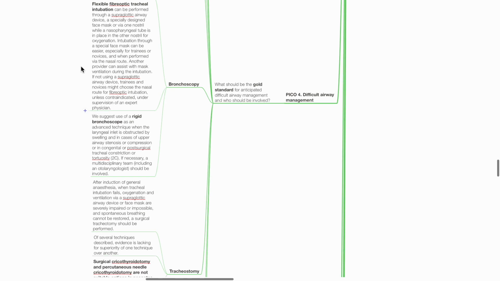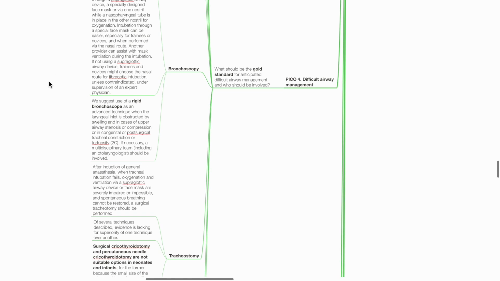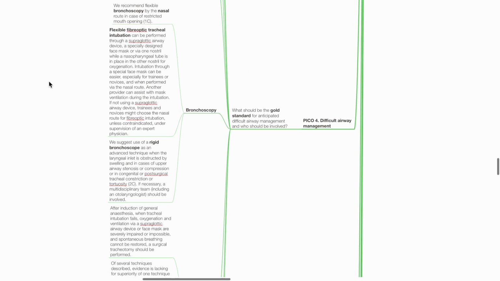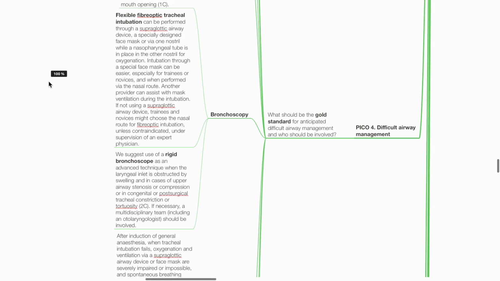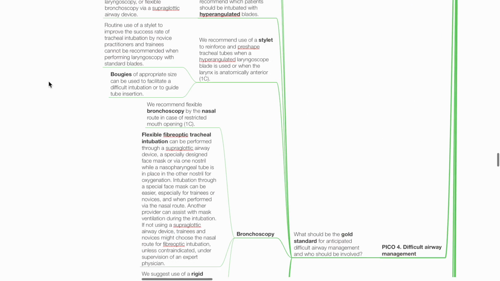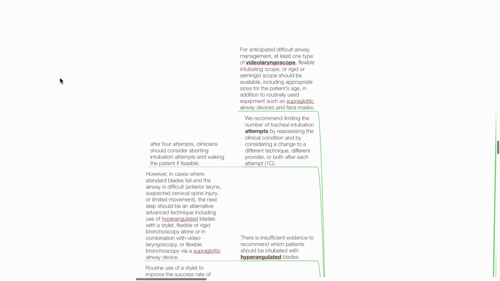PICO 4, Difficult Airway Management. What should be the gold standard for anticipated difficult airway management and who should be involved? For anticipated difficult airway management, at least one type of video laryngoscope, flexible intubating scope, or rigid or semi-rigid scope should be available, including appropriate sizes for patient age, in addition to routinely used equipment such as supraglottic airway devices and face mask.